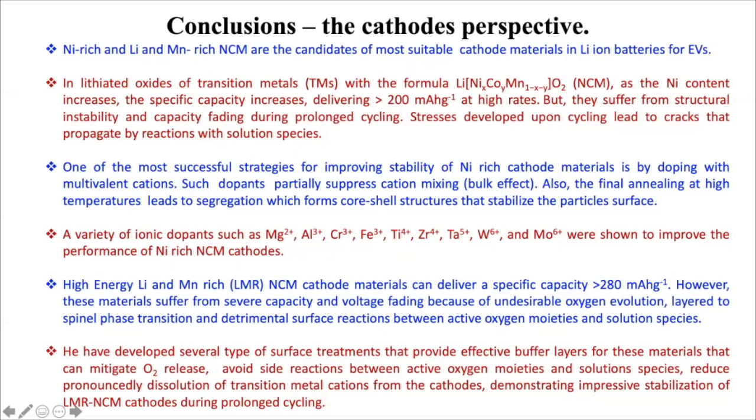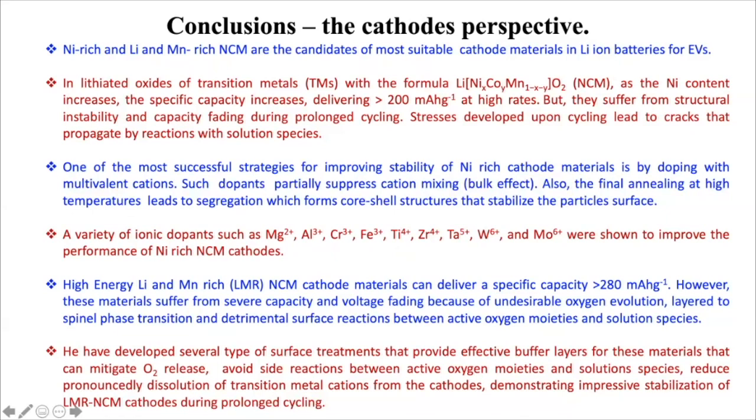Doping helps both the bulk stabilization, but we believe that we have segregation. Whenever we have dopants, we have segregation. So we have a different structure at the surface which stabilizes. Most dopants also stabilize the surface. And there are a variety of dopants that were proven to be helpful.